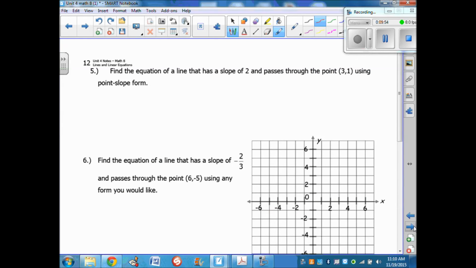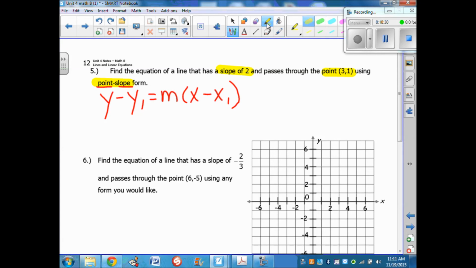Find the equation of a line that has, here's our key piece of information, a slope of 2 and passes through the point (3, 1) using point slope form. Isn't this the same question? This is the same question as we just did, but they're telling us to use our new form. I was ahead of this note packet apparently. So point slope form, let's write it down because it's on the previous page. Write it down all the time, because that's how you'll start to remember it the more you write it.